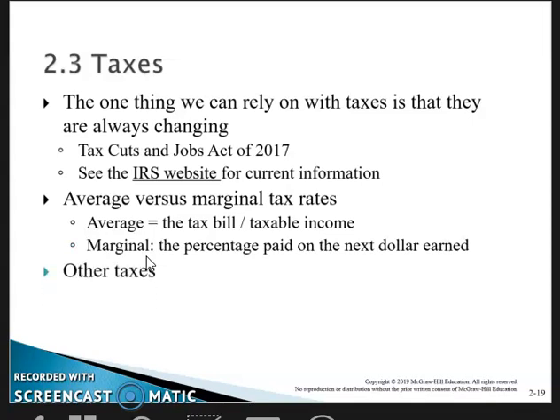But we also have other taxes that a corporation may pay as well. Those could be property taxes. There are also state and local taxes that corporations may pay. All right, so we'll start the next lecture with greater discussion of average versus marginal tax rates.